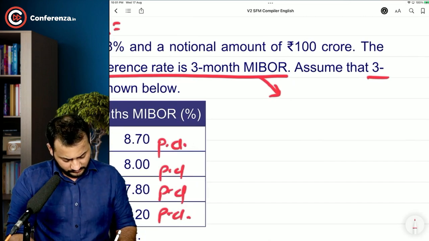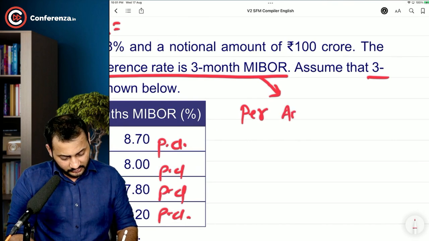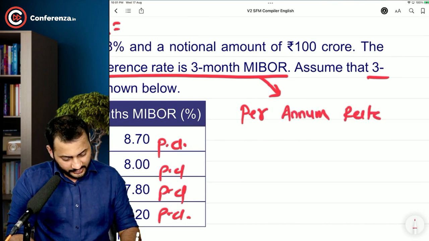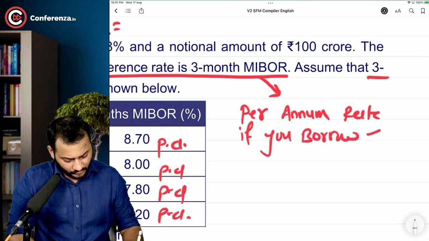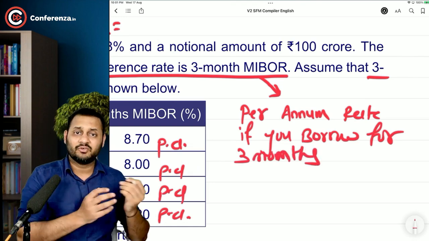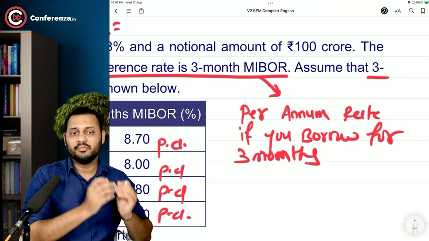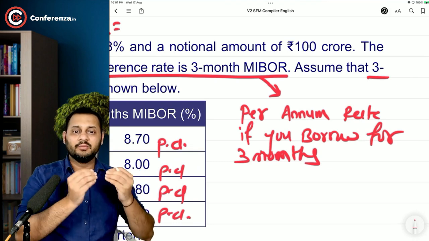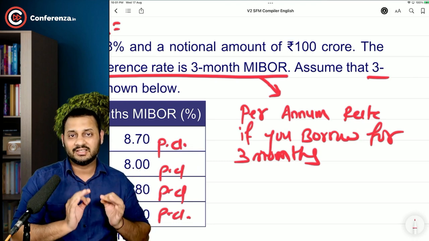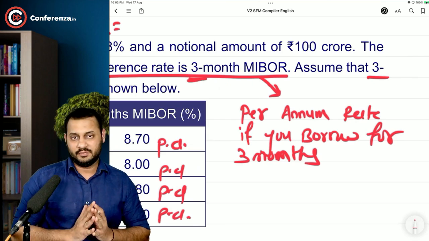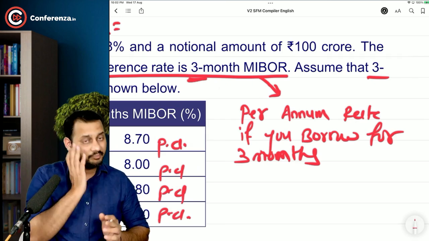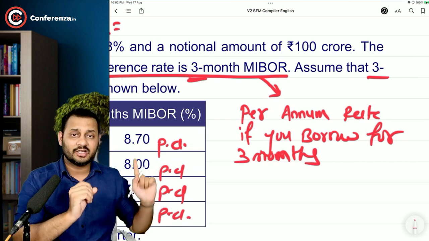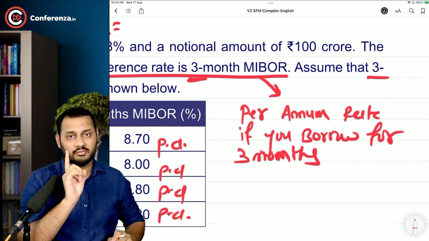Per annum rate if you borrow for 3 months. That is what the meaning is. 3-month MIBOR means per annum rate if you borrow for 3 months. 6-month LIBOR means per annum rate if you borrow for 6 months. Understand the meaning. This is the loan period, not the period of the rate. The rates are normally quoted always for 1 year, that is per annum.